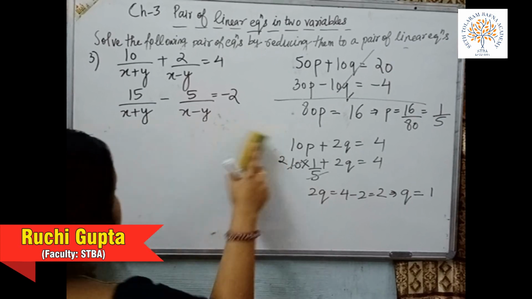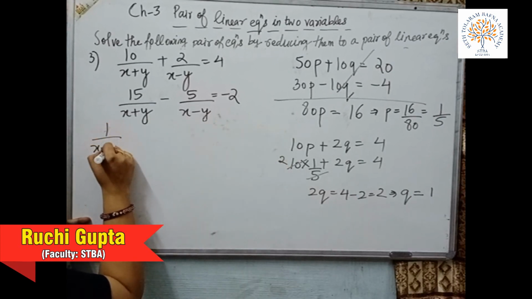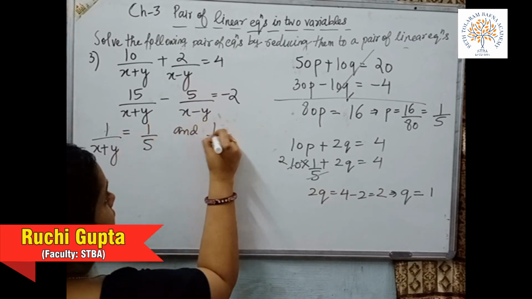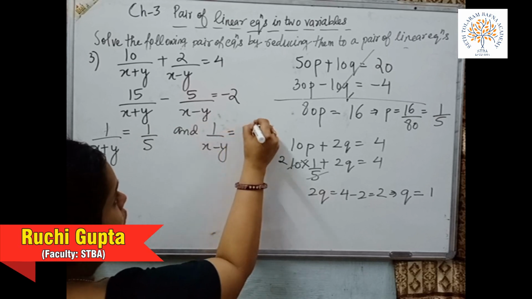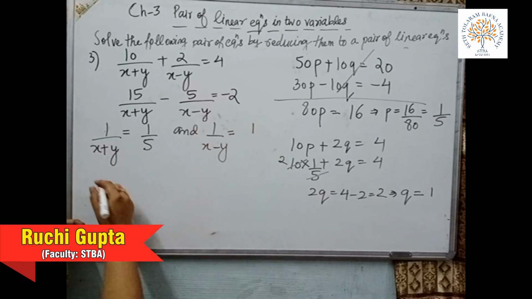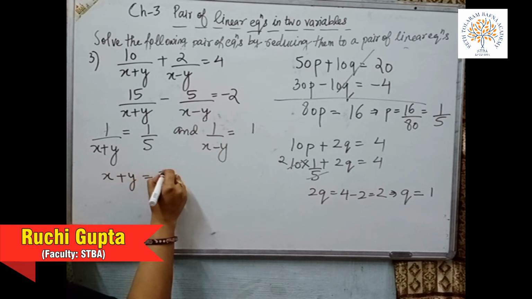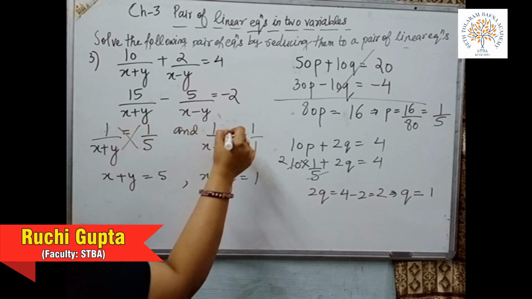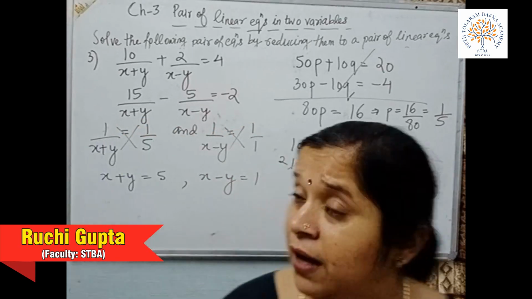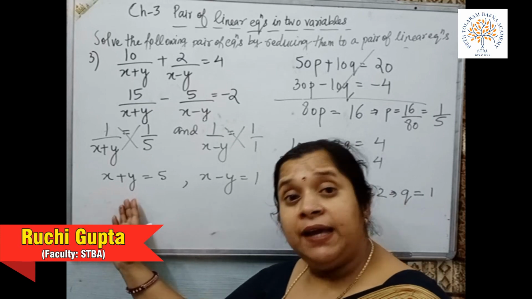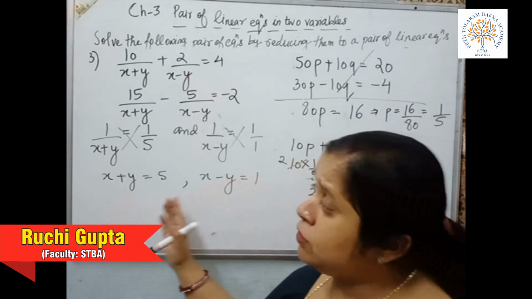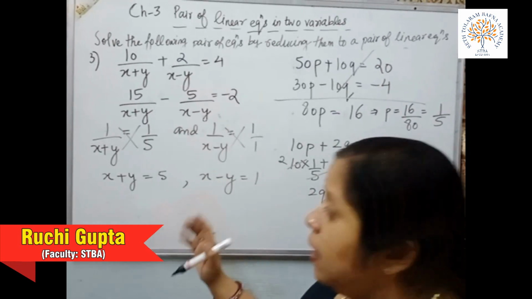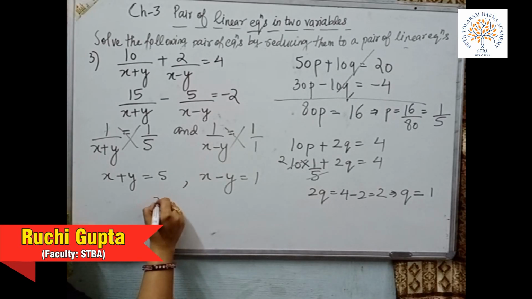Now if I substitute that 1 by x plus y is p, which is 1 upon 5, and 1 by x minus y is q, which is 1. So can you see that? x plus y is 5 and x minus y is 1 if I cross multiply these two equations. Now again I am getting the values in the form of x and y only. So I have to solve them, I have to eliminate them again to find the value of x and y.